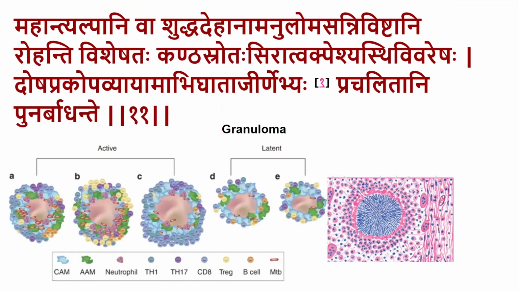Now, once the shalya, any foreign body has gone into the body, the possible outcome would be either mahanti alpani ma shuddha dehanam anloma sanishthani rohanti vishesh kantha srota sirat mak peshi asthi vivareshu dosha prakopa vyayama abhighata ajirnebhyah prachalitani punar badhante. Now the possible terminations, ending results of a foreign body in the body would be depending upon two aspects.